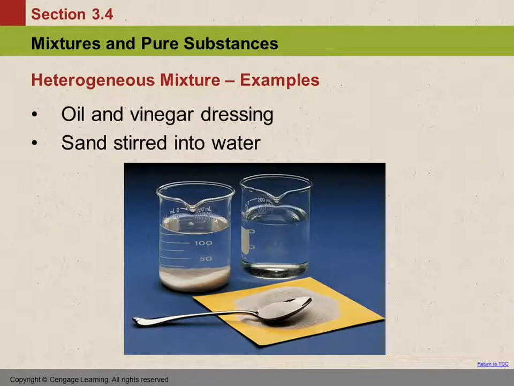Another example is sand stirred into water. If you put sugar or salt in water and stir it up, the salt and sugar will dissolve. Sand does not dissolve in water, does it? And so you can mix it up and swirl it around, but then when you let it sit, the sand's going to fall to the bottom. And so you've got the water at the top and you've got the sand at the bottom. Two different regions.